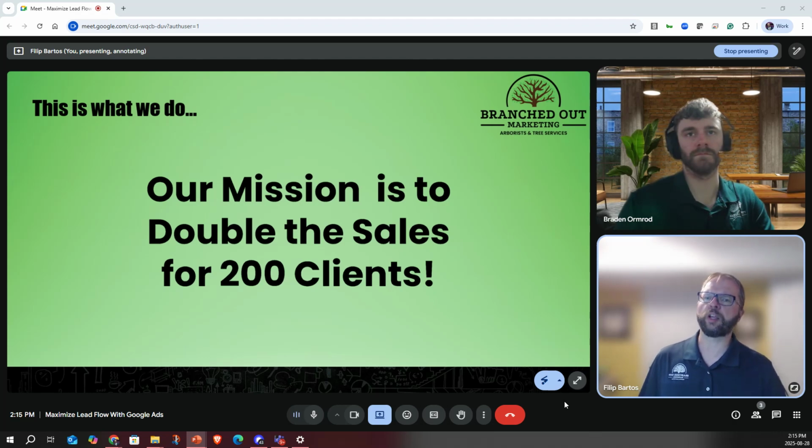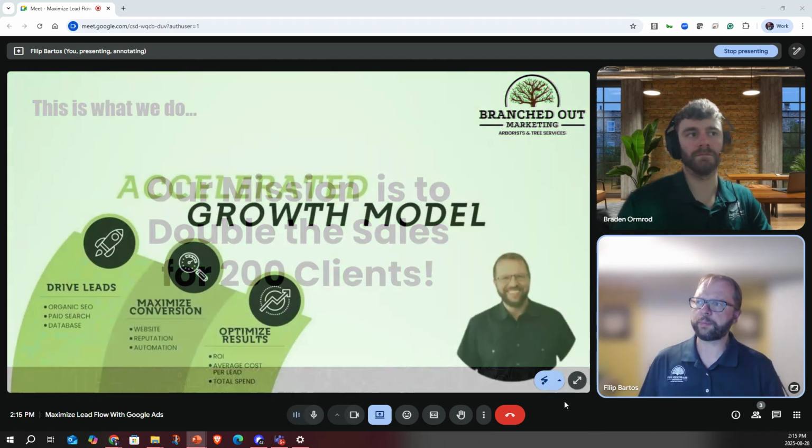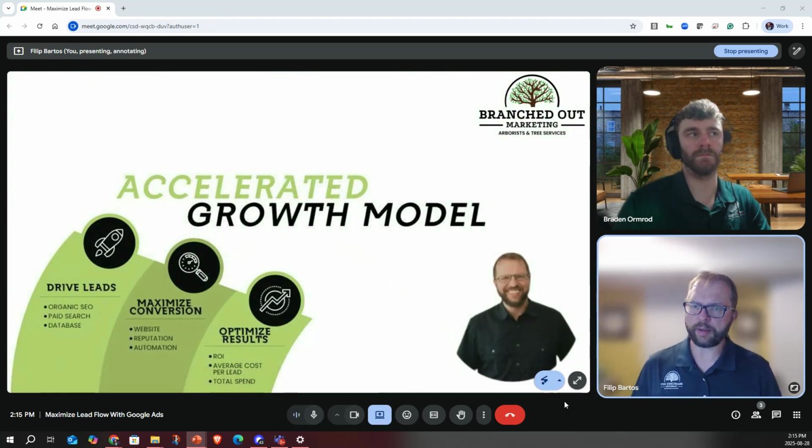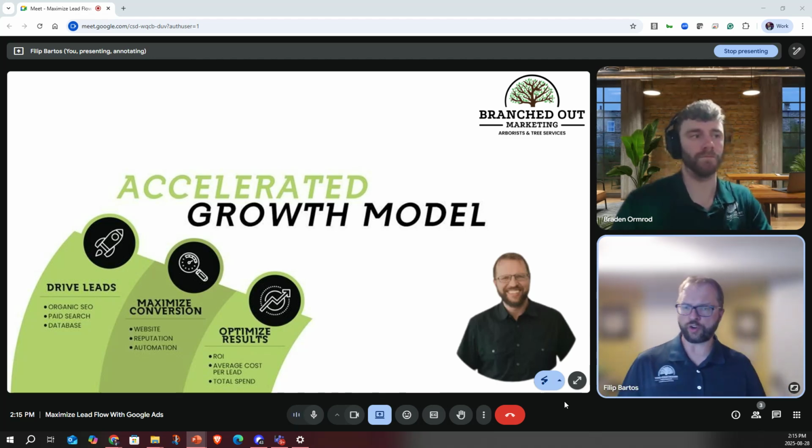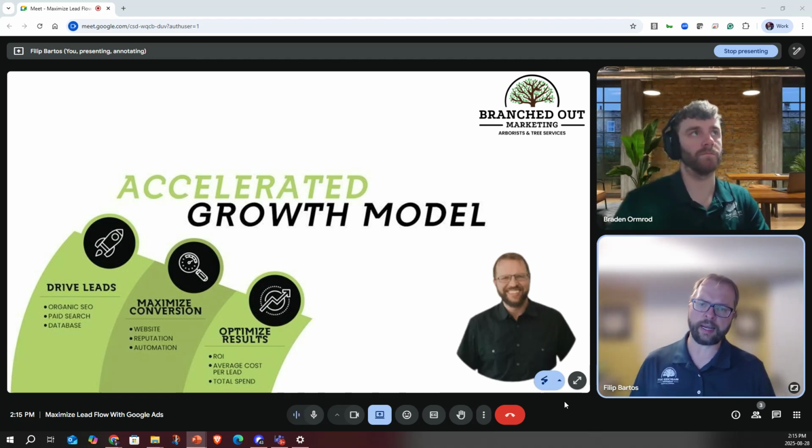So how is it that we go about doubling the sales for 200 clients? Well, we've developed an accelerated growth model. And this accelerated growth model really focuses in on 3 different areas where marketing can impact a tree service or arborist company. The first is driving leads. And to achieve that, we can use organic SEO, we can use paid search, which will be the focal point for our discussion today.